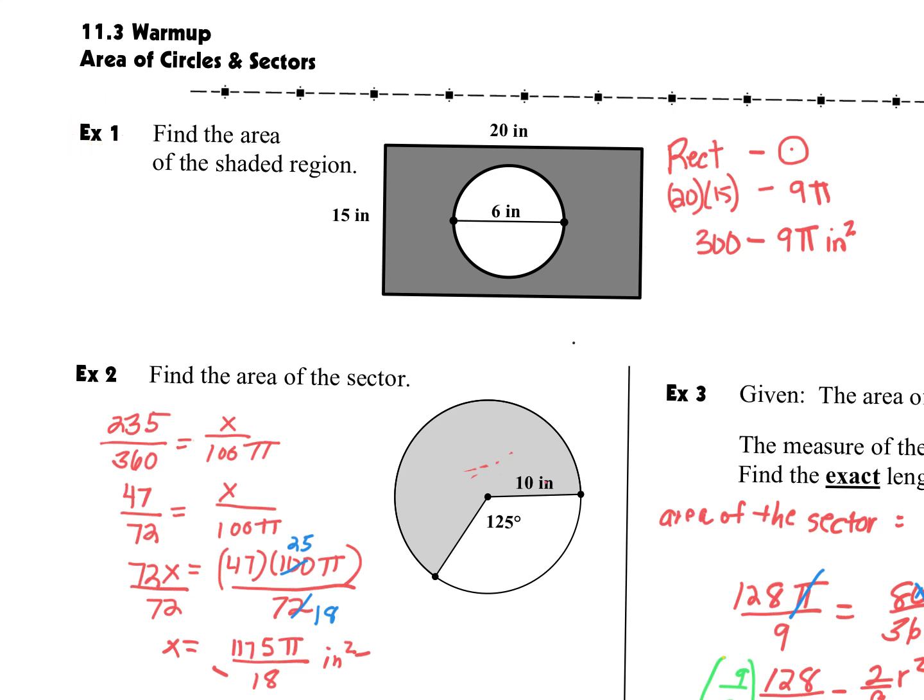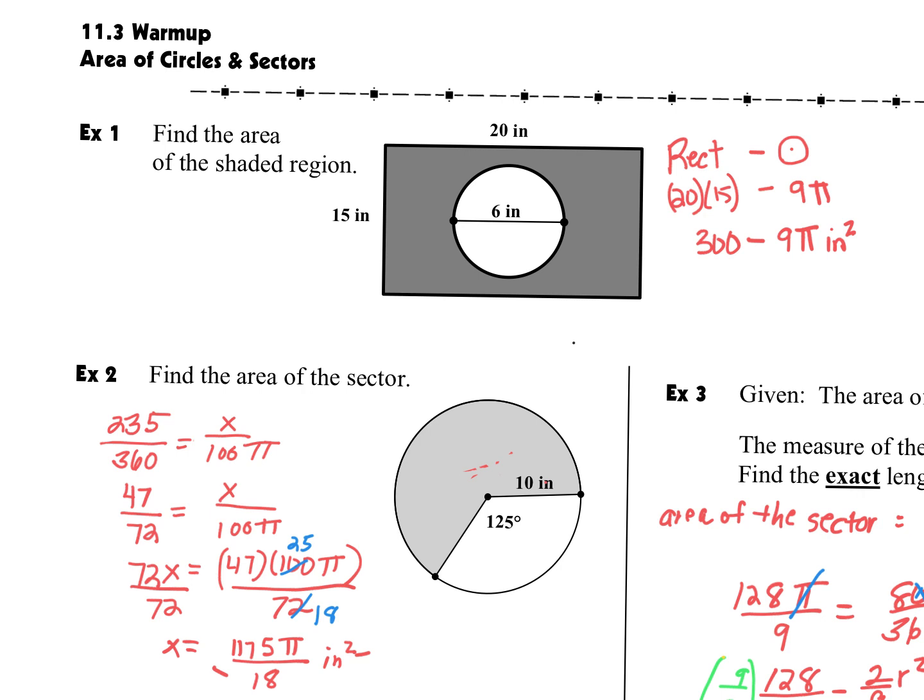So in example 1, we're going to find the area of the shaded region. We're going to start with the area of the rectangle. Looking at the rectangle, we're going to take 20 times 15, and subtract out the area of the circle. If this is 6, then our radius is 3, and that's going to give us 9 pi. So our expression for the area of the shaded region is going to be 300 minus 9 pi inches squared.